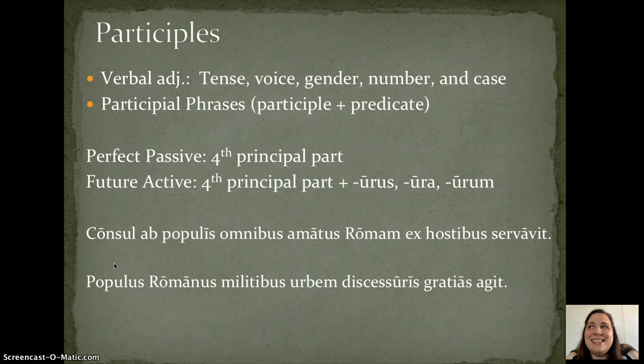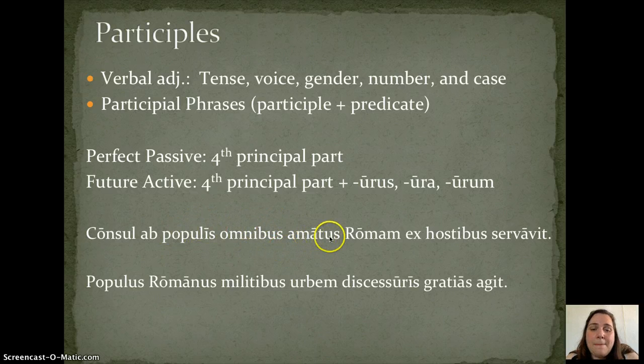I have 2 sentences here, one using a perfect passive participle, one using a future active participle. Consul a populis omnibus amatus, Romam ex hostibus servavit. So, our main sentence is consul servavit. The consul saved. And if we can translate this sentence without the participle, because the participle is just giving us additional information, it says that the consul saved Romam, direct object, Rome, ex hostibus, from the enemy, ablative of separation, okay?